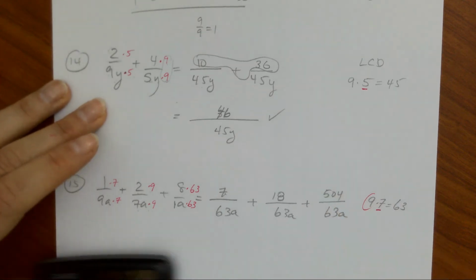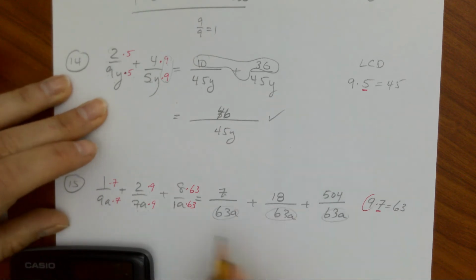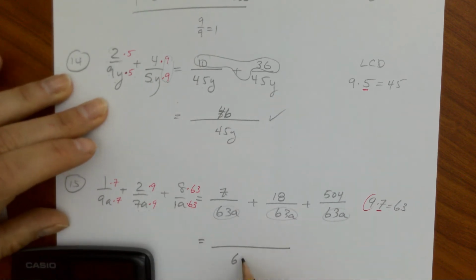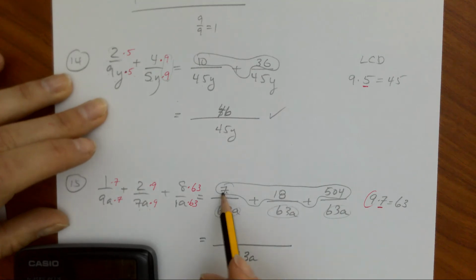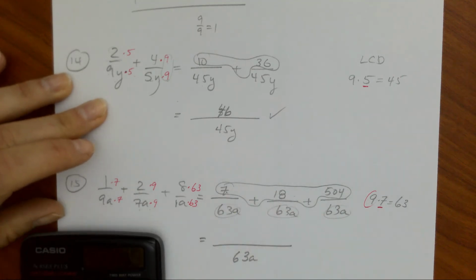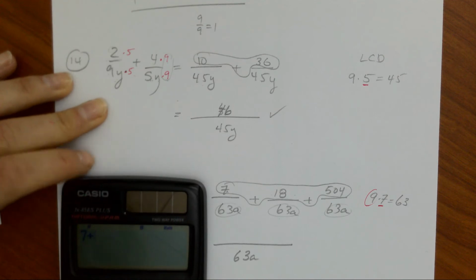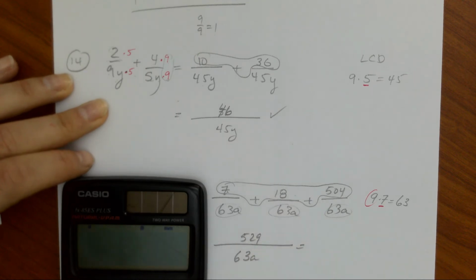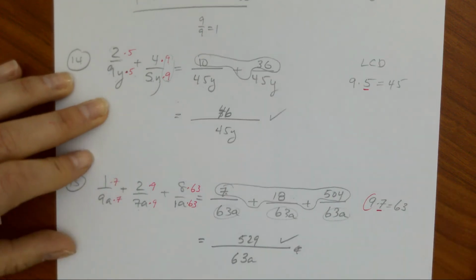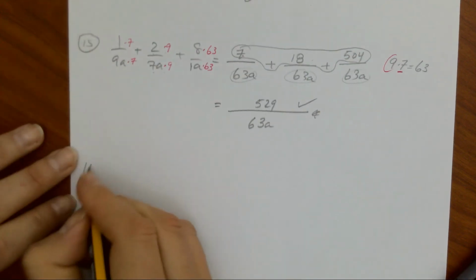So now that I have a common denominator for all the rational expressions, I just put it over, and then I can add all the tops together. And because they're just numbers, I can add them easy. 7 plus 18 plus 504, 529. Now, because these are big numbers, I'm going to check to see if I can simplify them. Nope. So that's my answer. Okay, let's do the next one. 16.